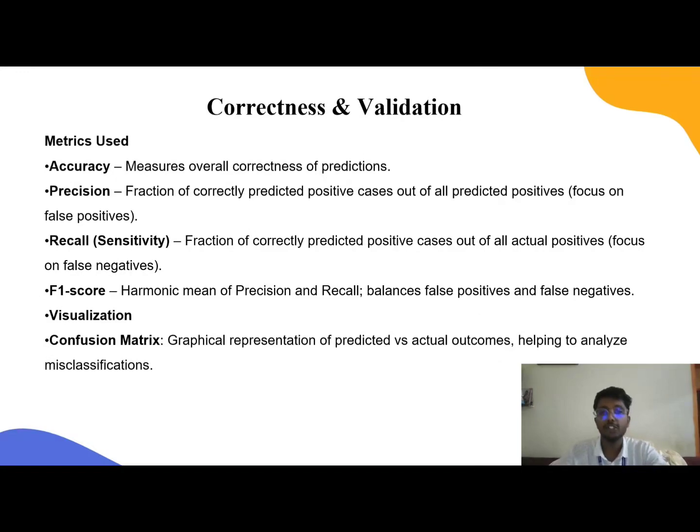Next, fifth one is the confusion matrix. We use the confusion matrix to visualize how the model is making predictions. It shows how many cases were correctly classified and how many were misclassified.